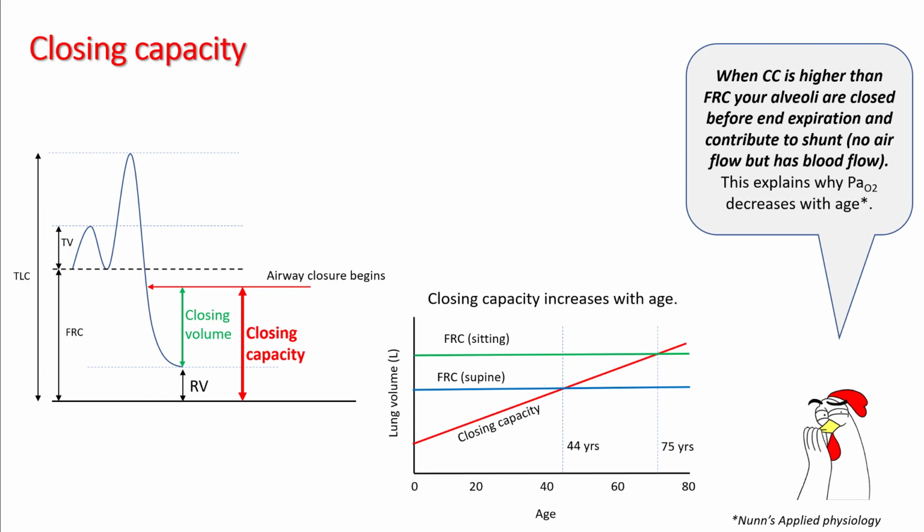And this is important because closing capacity increases with age. Beyond 75 years, you can see that your closing capacity is higher than your FRC. So that means that your alveoli are closing during your normal tidal respiration. And this is one of the reasons that your PaO2 decreases with age, because the areas which are now collapsed are acting as a shunt, therefore decreasing your PaO2.